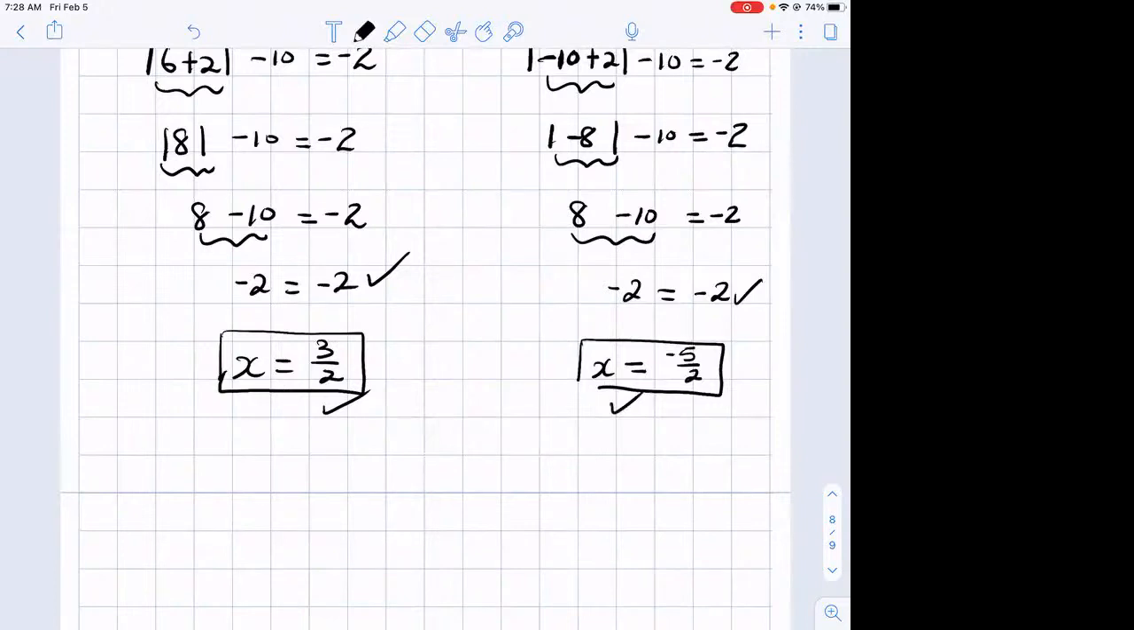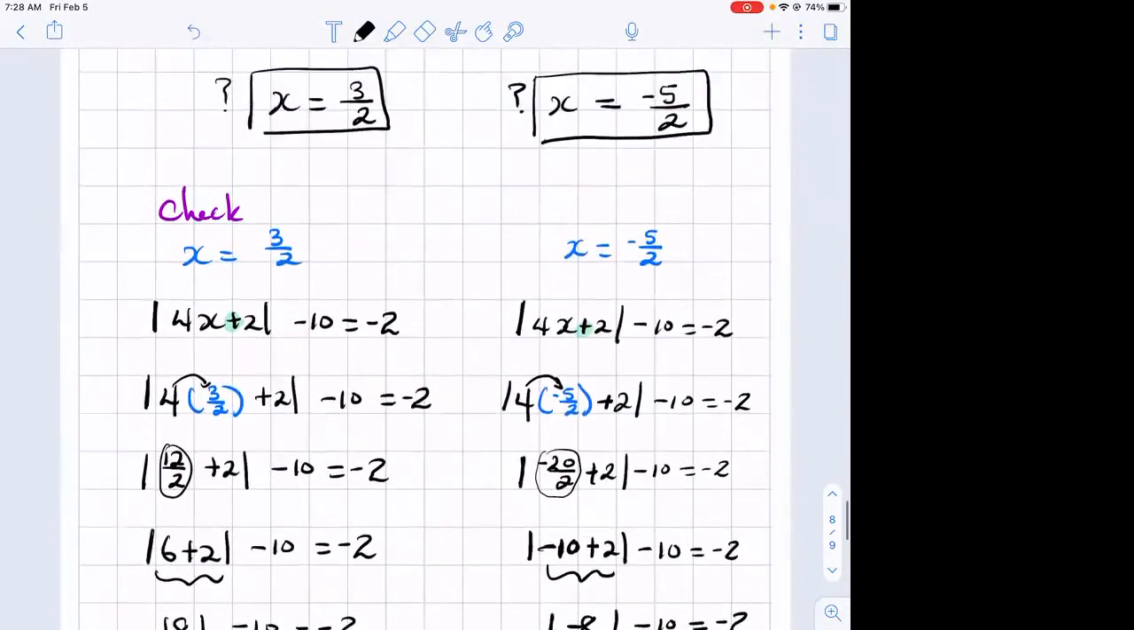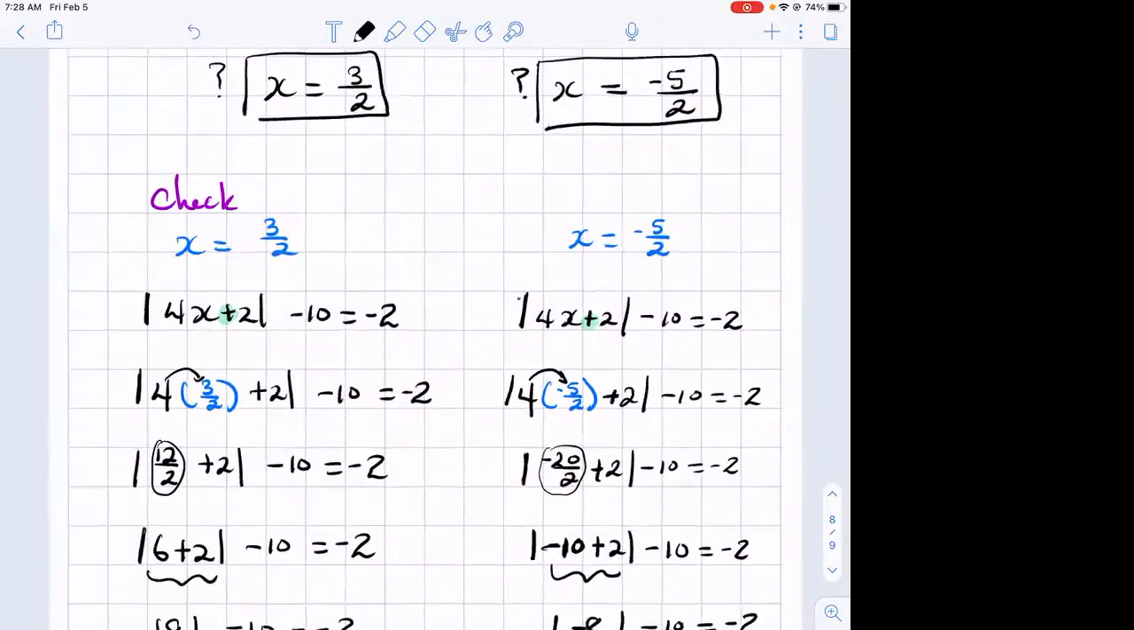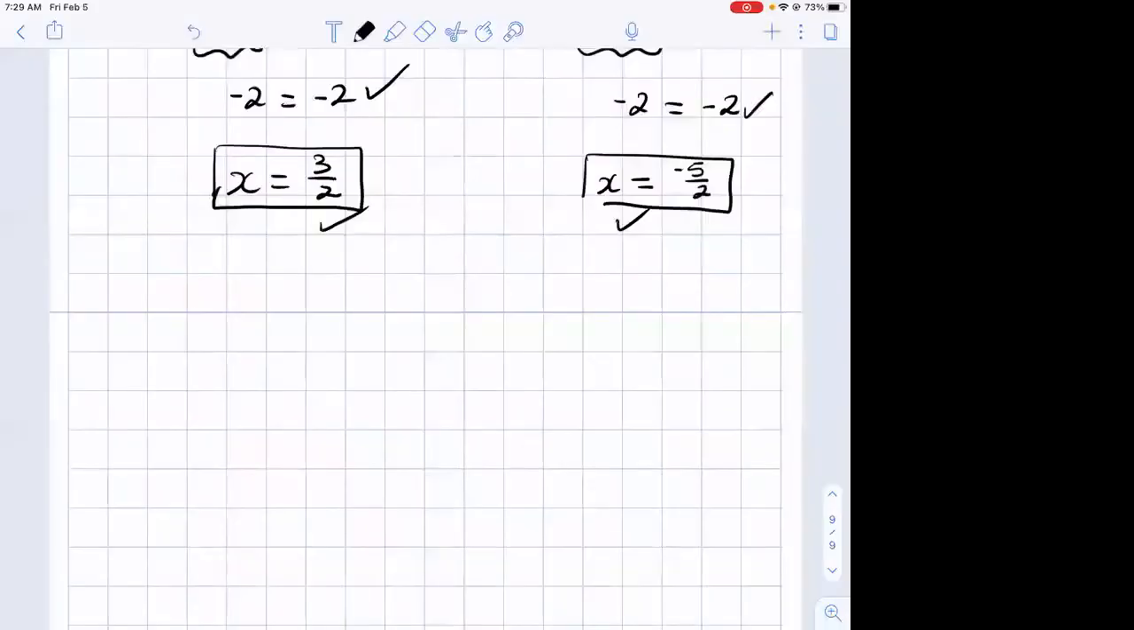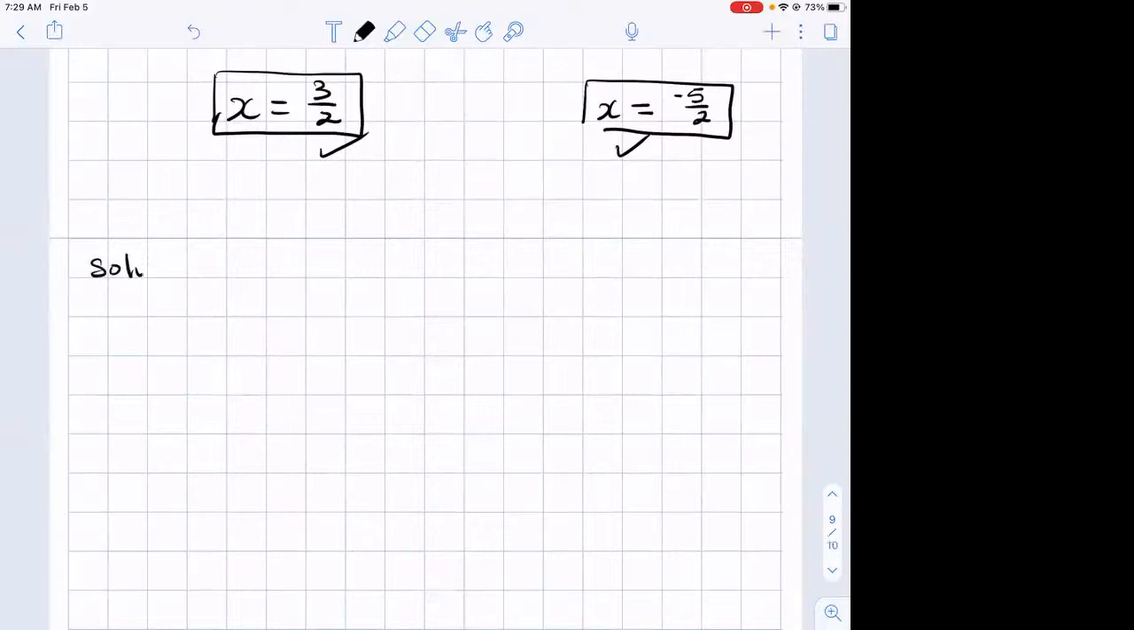So we have to be careful, because with the check, especially with fractions, it's very easy to make mistakes. And also make sure when you copy back the problems, you copy the correct problem. Okay? So let's look at another example. Solve 3 absolute value of 2x plus 4, minus 5, is equal to 7.